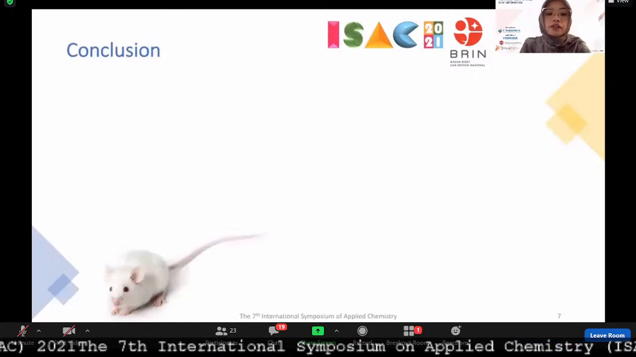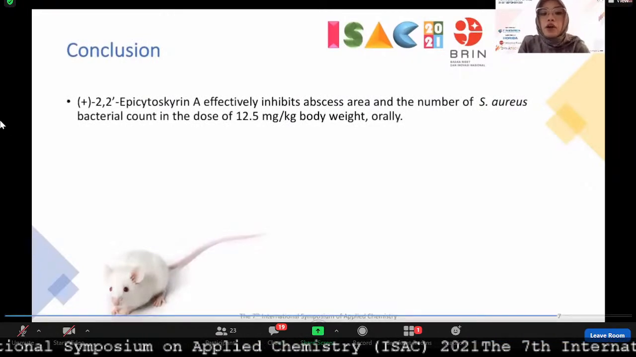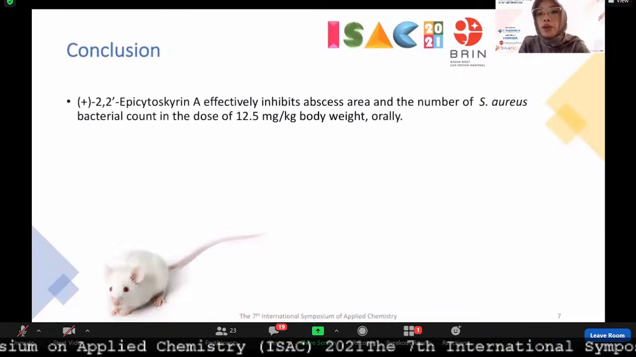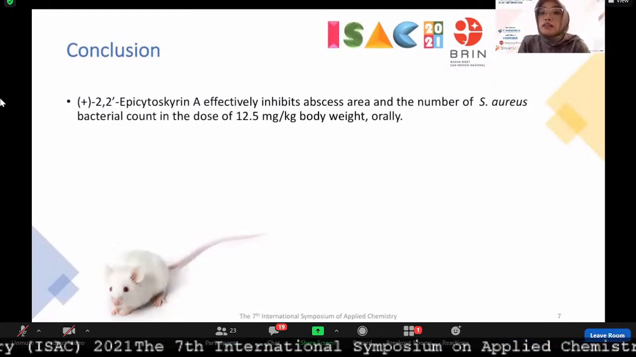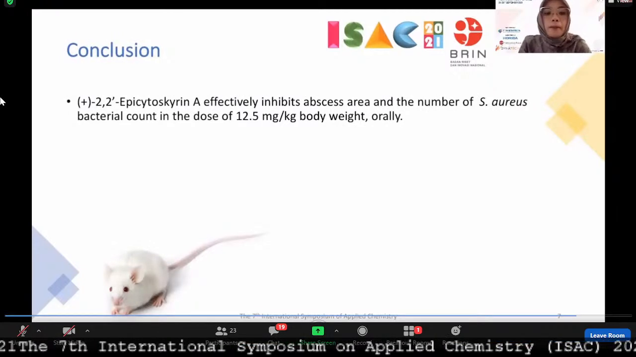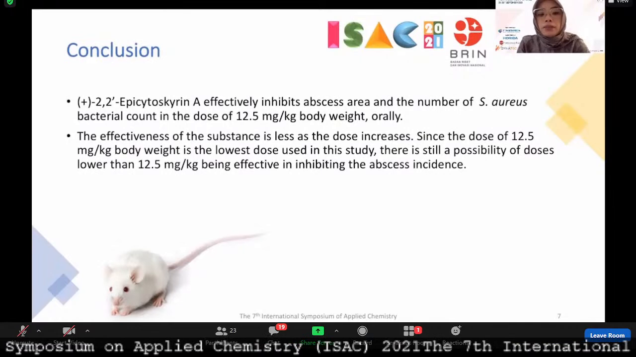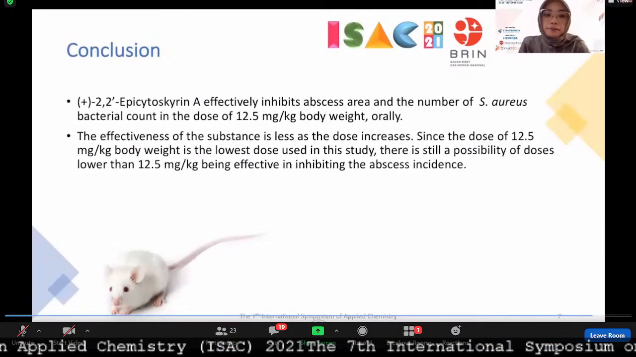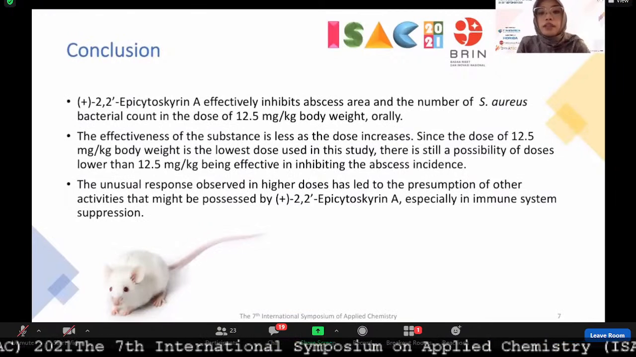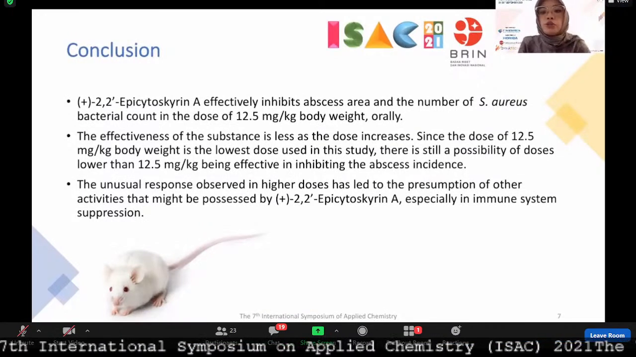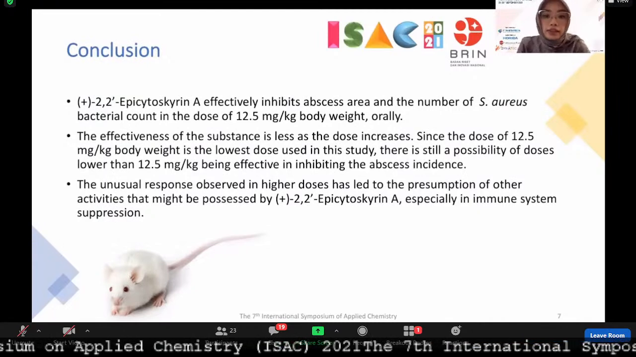So for the conclusion of this study, first, 2,2-epistoschirin A effectively inhibits abscess area and number of S. aureus bacterial count at the dose of 12.5 milligram per kilogram body weight orally. And then the effectiveness of the substance is less as the dose increases. Since the dose of 12.5 milligram per kilogram body weight is the lowest dose in the study, there is a possibility of doses lower than 12.5 milligram per kilogram being effective in inhibiting the incidence of abscess. And then the unusual response observed at a higher dose has led to the presumption of other activities that might be possessed by 2,2-epistoschirin A, especially in immune system suppression. However, we need further study to confirm the statement.